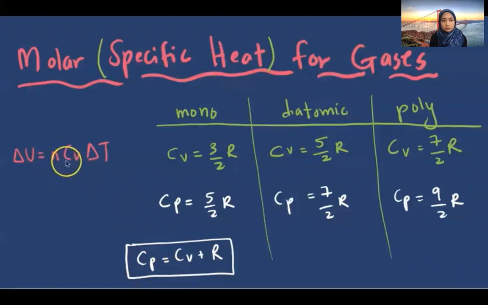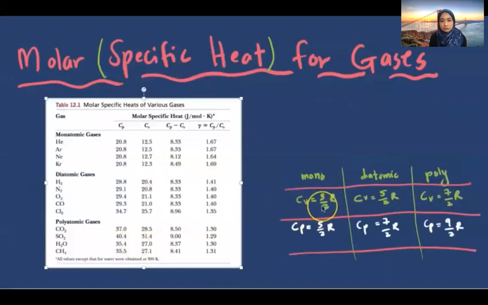Question is, can delta U become nCP delta T? The answer is no. The delta U equation is only related to CV at all times. So CV and CP are just approximations. I forgot to mention that to you. CP and CV are just approximations to the actual value of the molar specific heat of the different types of gases. But how accurate is this approximation?